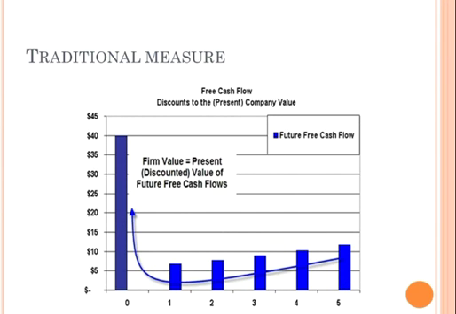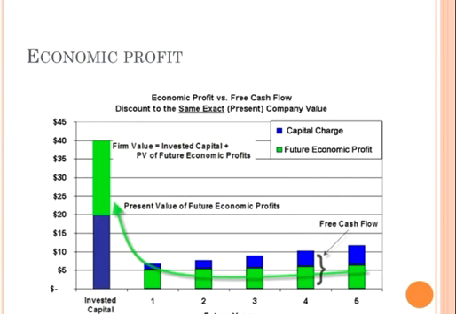Traditionally, people thought that firm value is only the present value of cash flows. But if we talk about economic profit, it is not as such. We calculate economic profit and then we calculate its present value. And what is economic profit?